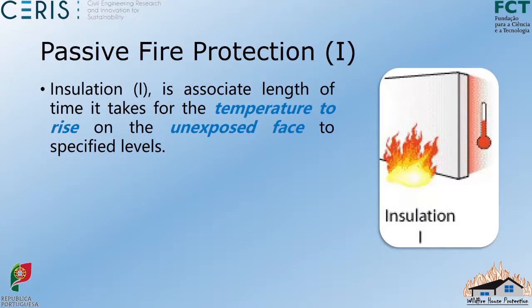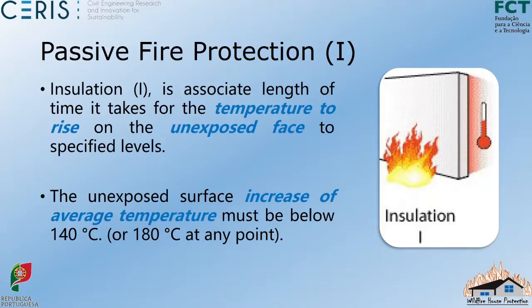This is basically, okay, when you have a fire in a division, you must make sure that the other division that doesn't have any fire must not heat very quickly. So the temperature on the other side of the room must be low. So for the unexposed surface, the increased average temperature must be below 140 degrees, okay? Basically, they say 180 degrees at any point.